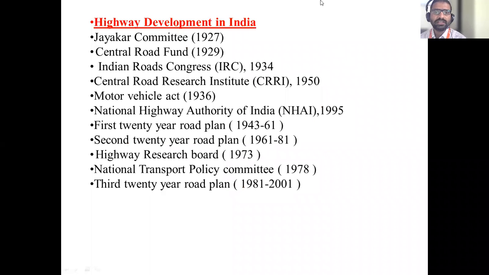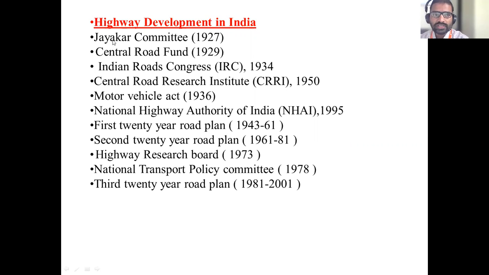So today we will see some technical points that are important. Highway development in India: how the development of roads or highways has taken place in India. Initially there was one committee, and from this committee the development of highways takes place. That is the Jaykar committee. It was started in the year 1927, before independence, 20 years before independence. Jaykar is a person; under his leadership the committee was formed for the development of highways.